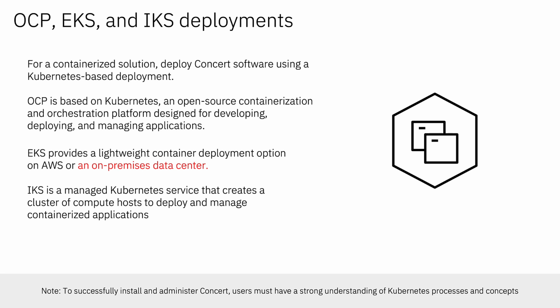Amazon Elastic Kubernetes Service provides a lightweight container deployment option on AWS. IBM Cloud Kubernetes Service is a managed Kubernetes service which creates a cluster of compute hosts to deploy and manage containerized applications. If your cluster only has limited access to the internet, then you can install Concert with an air-gapped environment for all 4 of these Kubernetes deployment options.